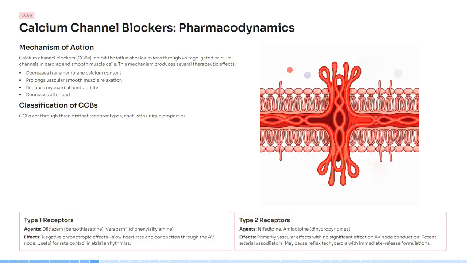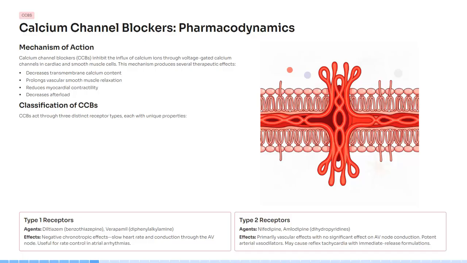So, type 1, diltiazem or verapamil. They have negative chronotropic effects. Those slow the heart rate and conduction through the AV node. So they're very useful for rate control in atrial arrhythmias.